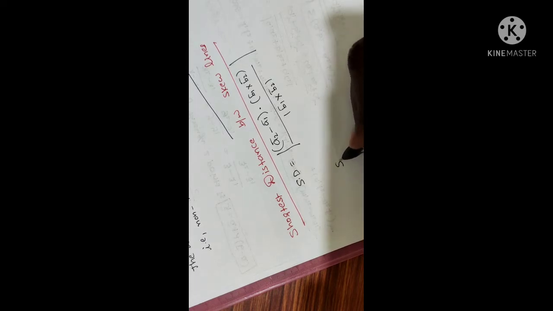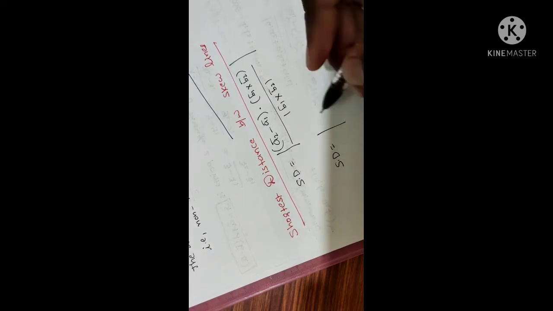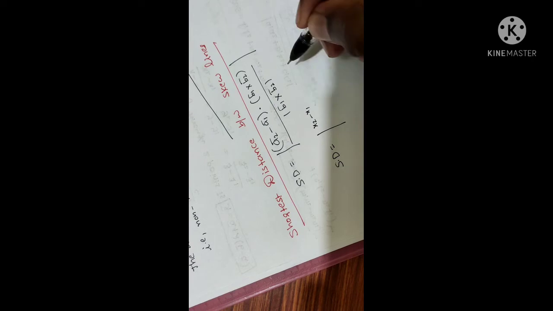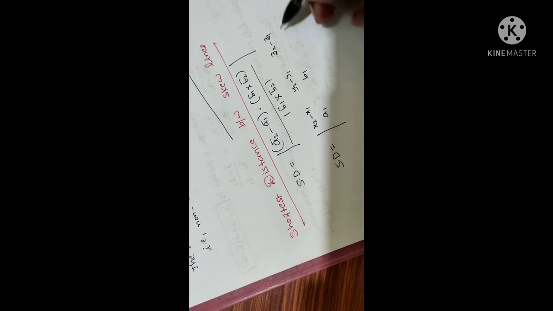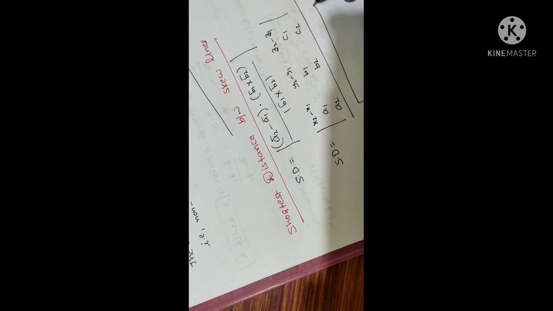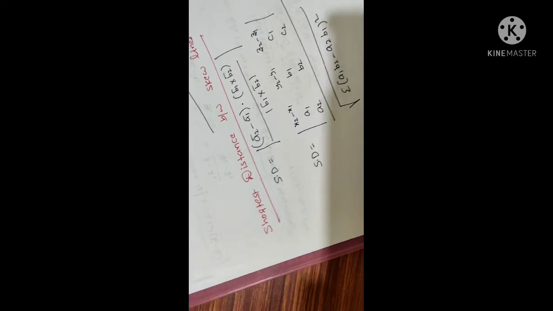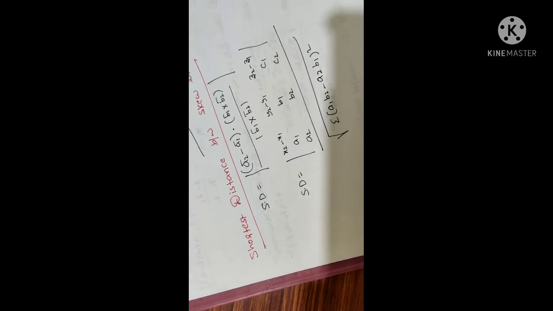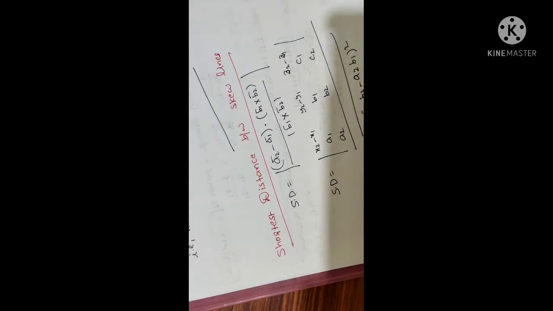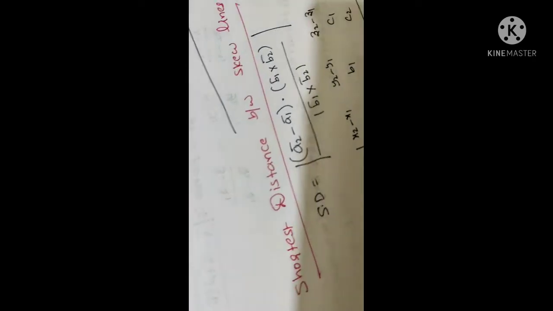The same formula we can write in Cartesian form. Det of x2 minus x1, y2 minus y1, z2 minus z1, a1, b1, c1, a2, b2, c2 by under root of sigma (a1 b2 minus a2 b1) whole square. This is a formula for shortest distance between skew lines in Cartesian form.